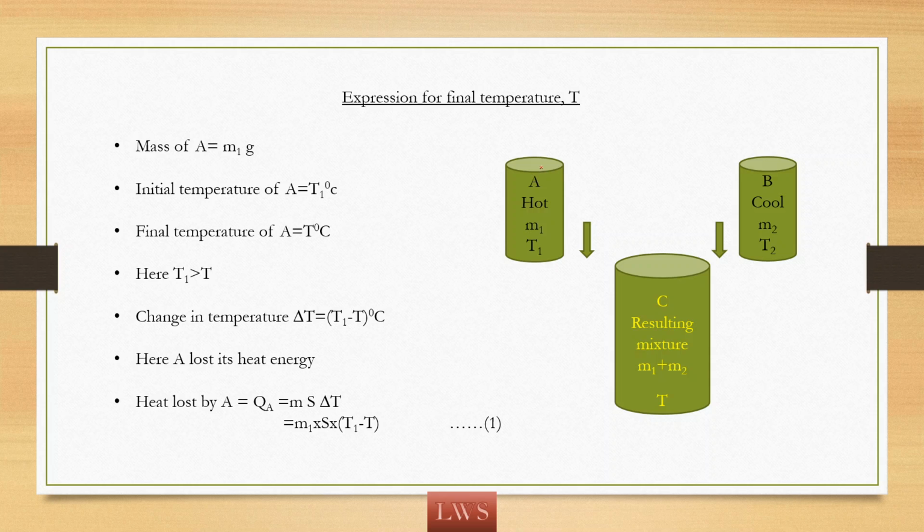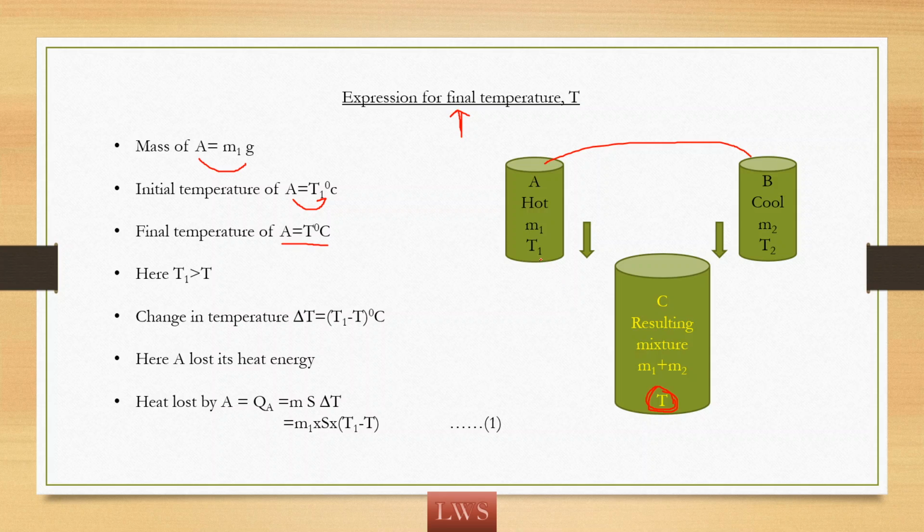So when we are mixing A and B, they are settling to a new temperature capital T. What will be this temperature? So let us derive the expression for the final temperature capital T. Here T is the final temperature of the mixture. So for this, what we considered, the mass of A as M1 grams, initial temperature of A as T1 degrees Celsius, the temperature A has reached to the temperature capital T. So what is the final temperature of A? It is T degrees Celsius. Here T1 is greater than T.